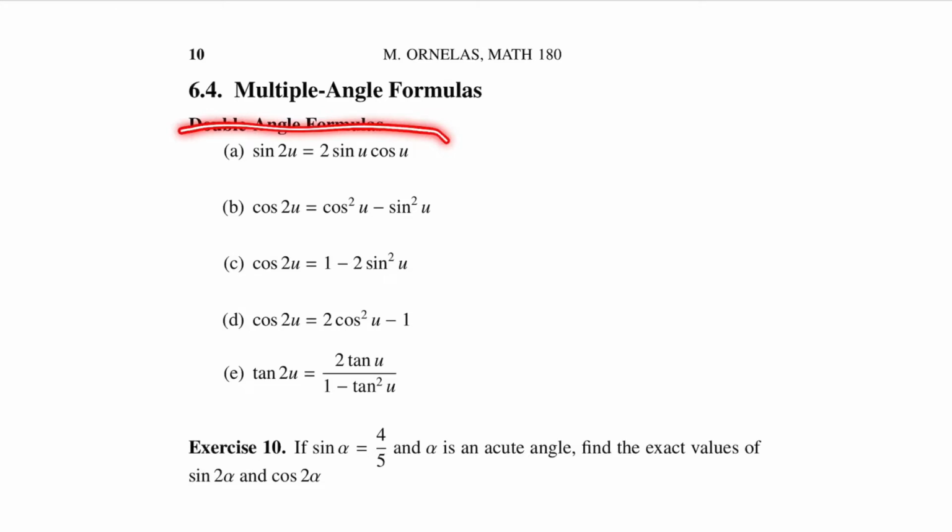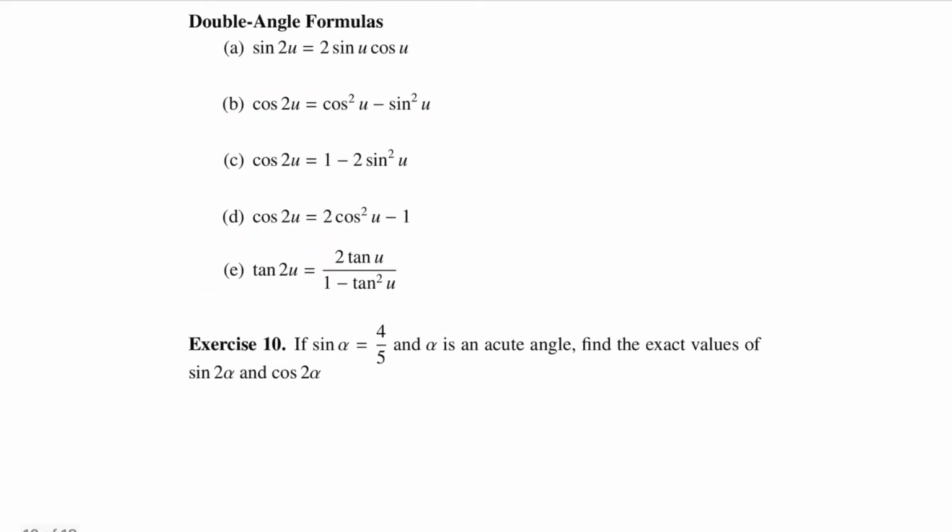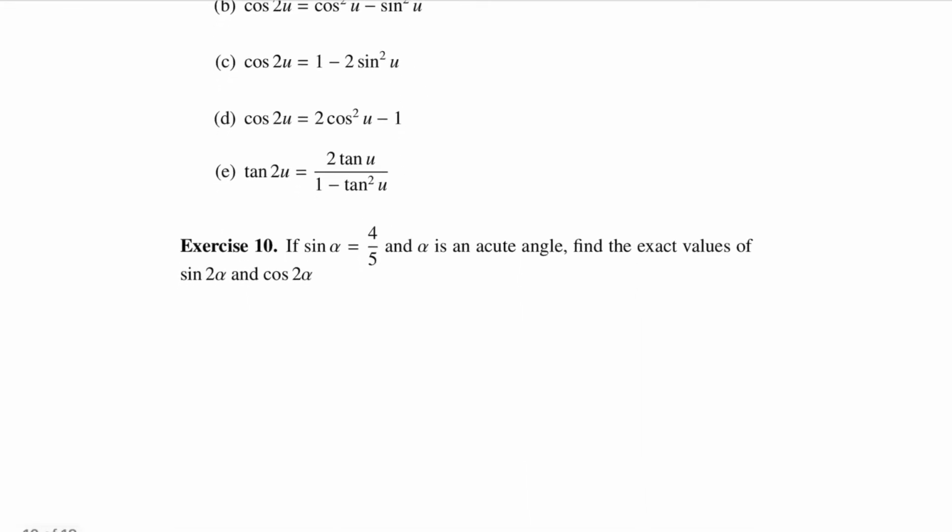Hi, this is section 6.4, multiple angle formulas. So here's a list of the double angle formulas. Notice that cosine has three different ones. Depending on the problem, you get to choose which one seems the most appropriate.